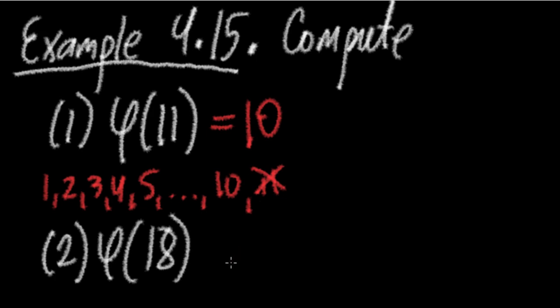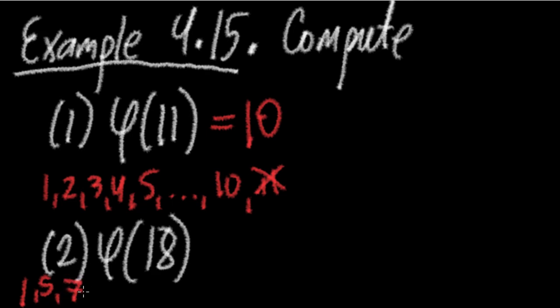How about 18? Let's think about the integers which are relatively prime to 18. 1 is one of them. 2 is not, common factor 2. 3 is not, common factor 3. 4 is not, common factor 2. 5 is a yes. 6 is not, common factors 3 and 2.